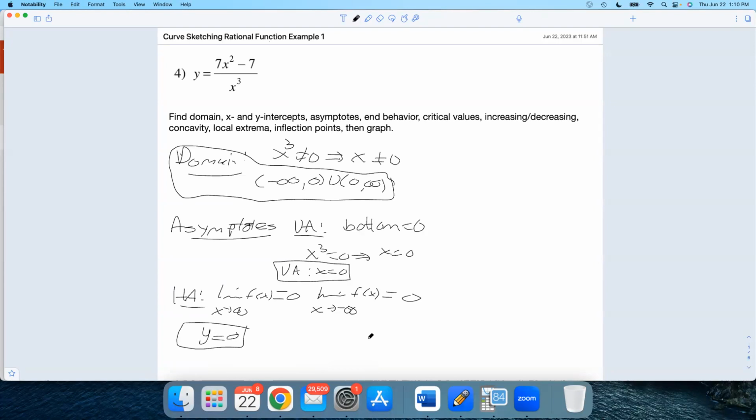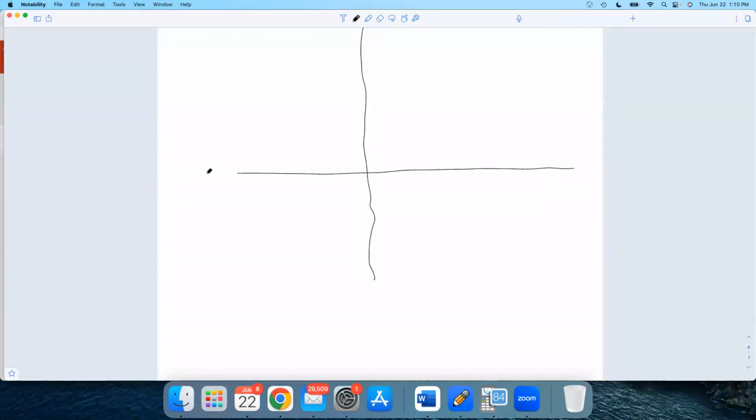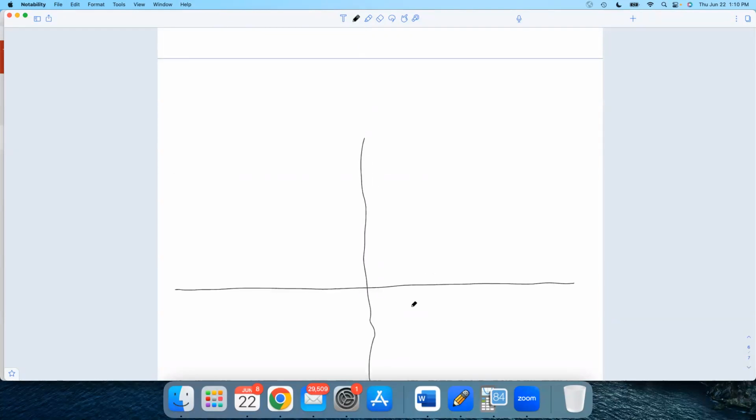Okay, so when I find stuff, I like to go ahead and put it on the graph. I'm going to give us plenty of space here, so we might end up with some extra white space in this document. But I want to make sure I've got plenty of room to do all my work. So I'm going to have a horizontal asymptote here, y equals 0. I like to dot that in. And a vertical asymptote at x equals 0.